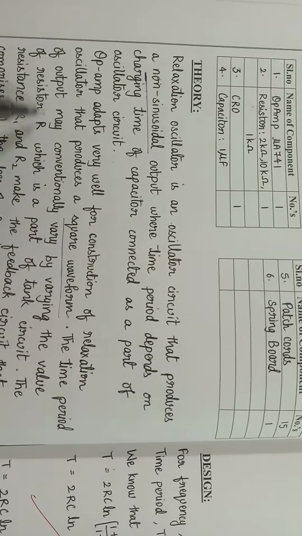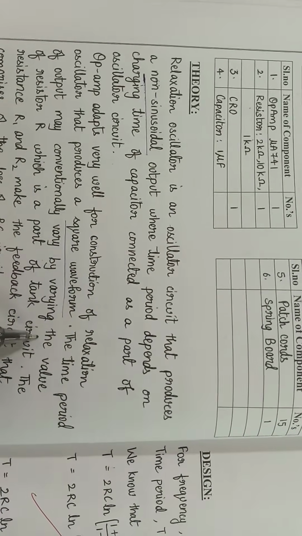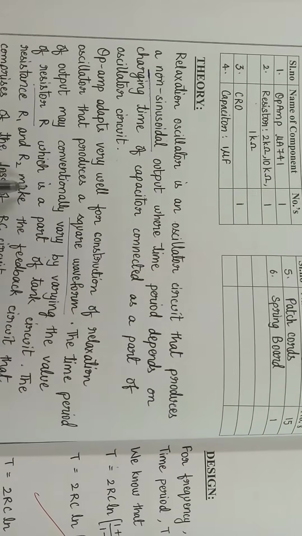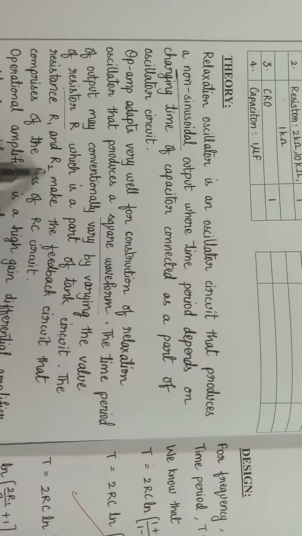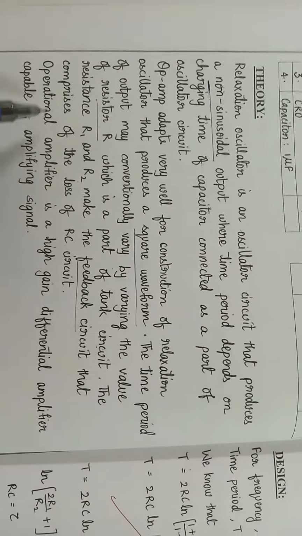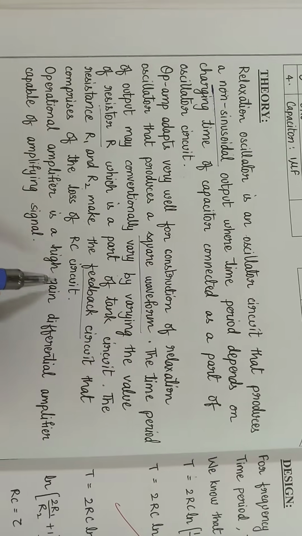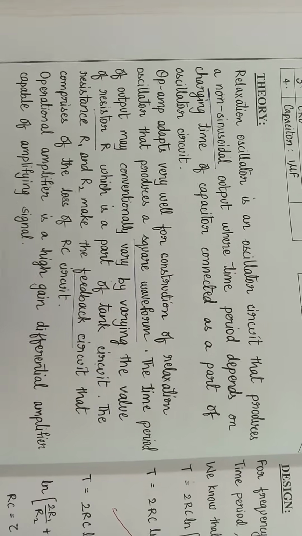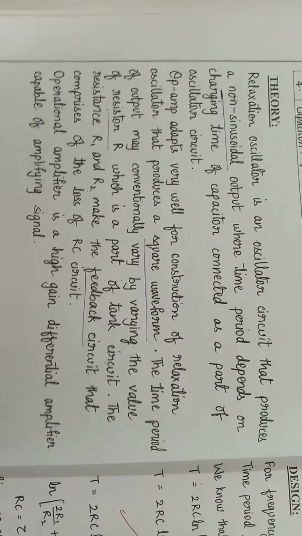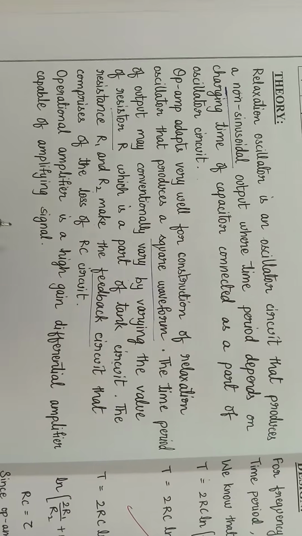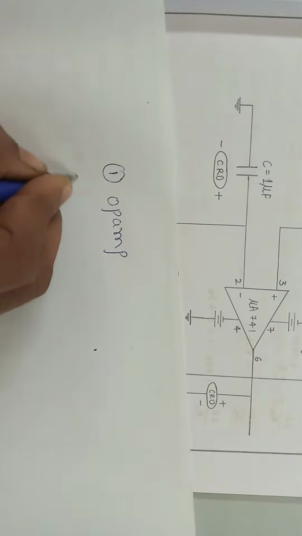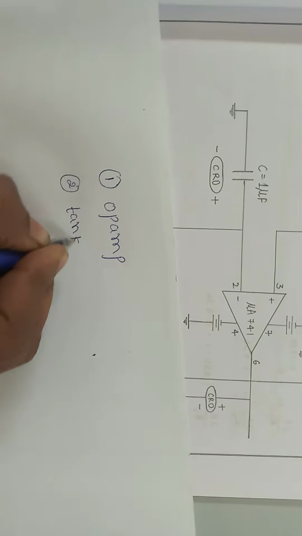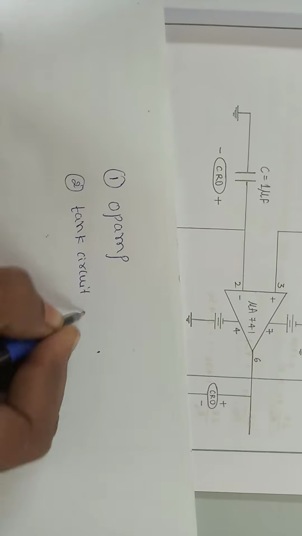The time period of the output may conventionally vary by varying the value of resistance R, which is part of the tank circuit. The resistances R1 and R2 make the feedback circuit, along with the RC circuit. The operational amplifier is a high gain differential amplifier capable of amplifying the signal. In this program we are mainly using three components. The first one is the op-amp, the second one is the tank circuit. The tank circuit is made up of an RC circuit.